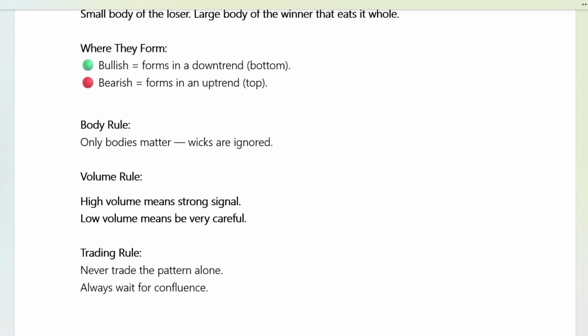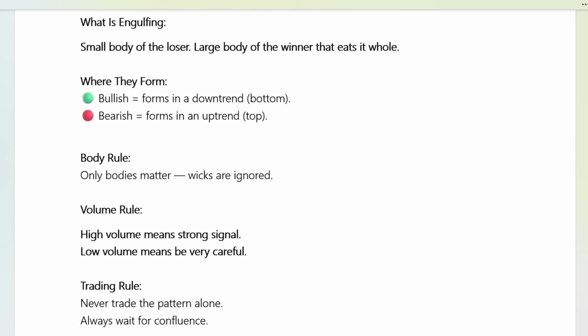What is engulfing? The small body of the loser, and the large body of the winner that eats it whole. Where they form: bullish forms at the bottom of a downtrend, bearish forms at the top of an uptrend. Body rule: only bodies matter. Wicks are ignored. Volume rule: high volume means a strong signal, low volume means be very careful. Trading rule: never trade the pattern alone. Always wait for confluence.